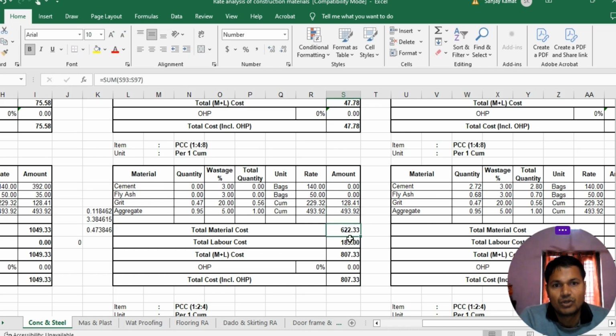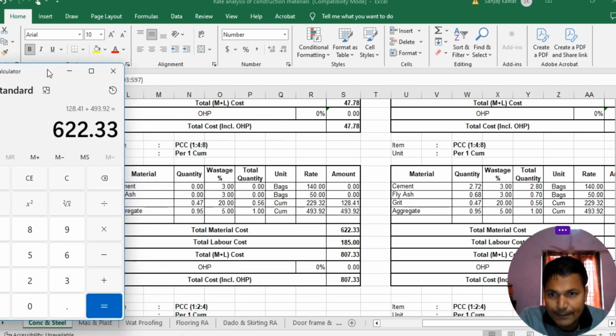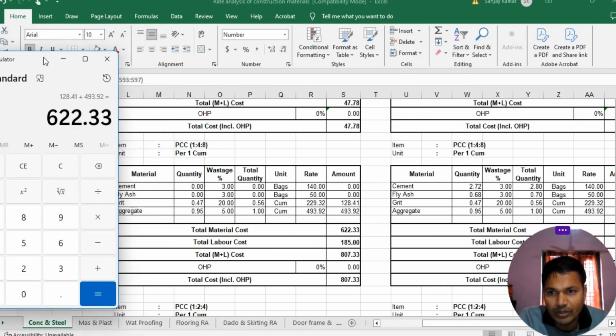Okay, so let's check this value. Is the total material cost correct or wrong? Let's check. Okay, 128.41 plus 493.92. Is it right or wrong? So it is absolutely correct. So no need to edit this value. Okay, so once we get this, see, this time we have taken the labor. Okay, we have used the labor.